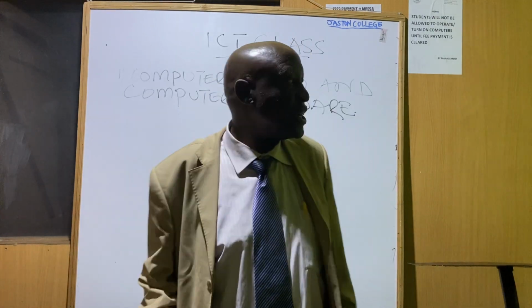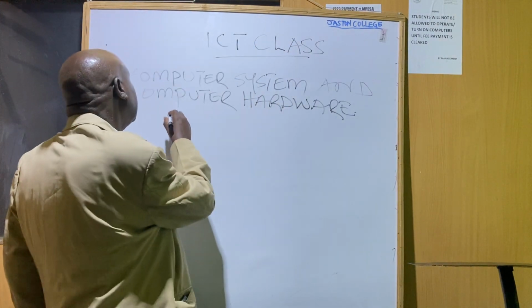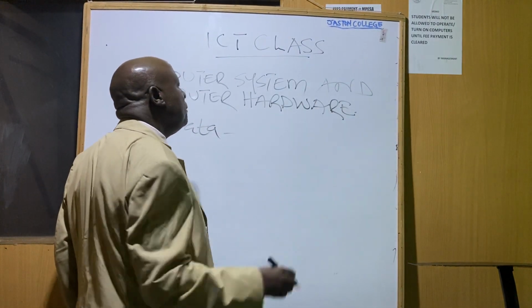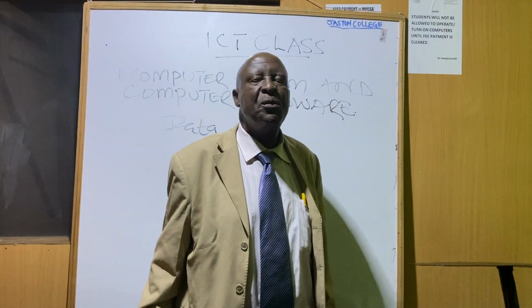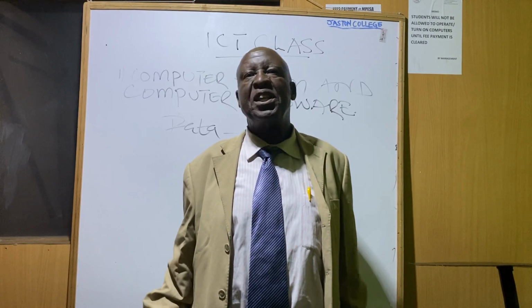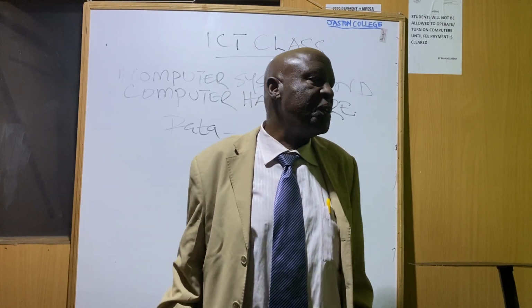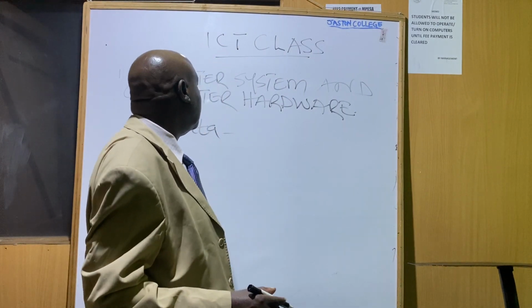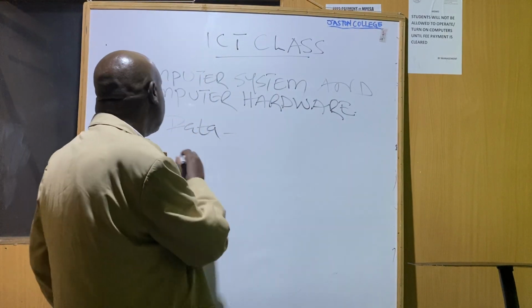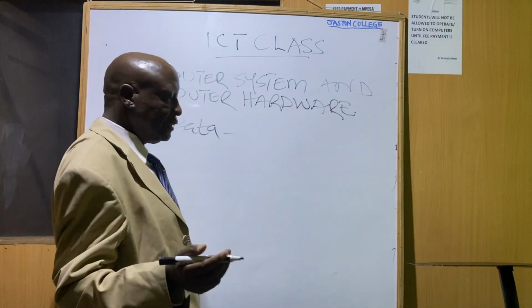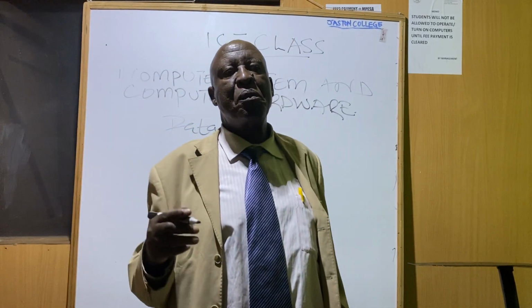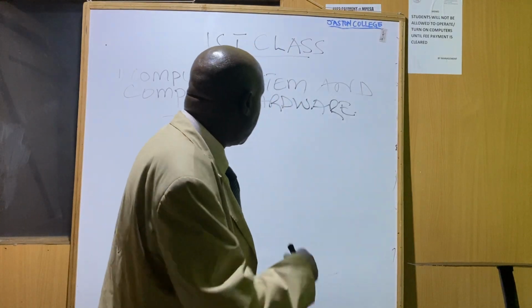When we talk of data, we mean the information that has not been processed. The facts that have not been processed, we call it data. And when it has been processed, it's when we call information. Information is processed data. But the data that has not been processed is simply called data.